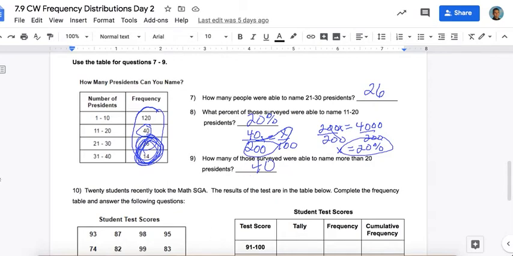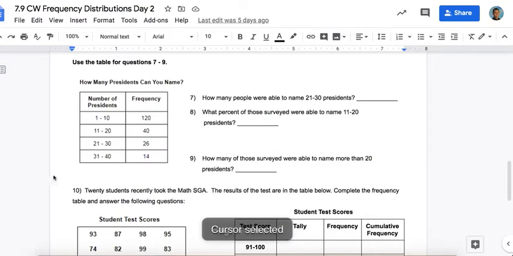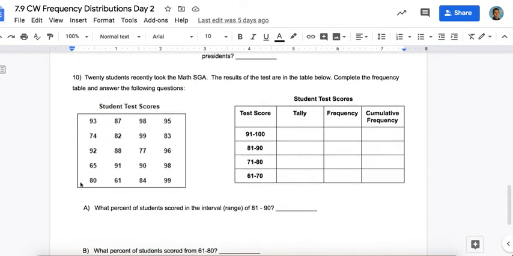Okay, let's look at the last section here. It said 20 students recently took the Math SGA, so we had to complete a frequency distribution. We just count all the numbers from 91 to 100, and we should have counted 9. So the frequency would be 9. The cumulative frequency would also be 9. Okay, 81 to 90 should have counted 6 tallies, which would give me a frequency of 6. Now my cumulative frequency would be 15, because I already had 9, and 6 more would be 15.